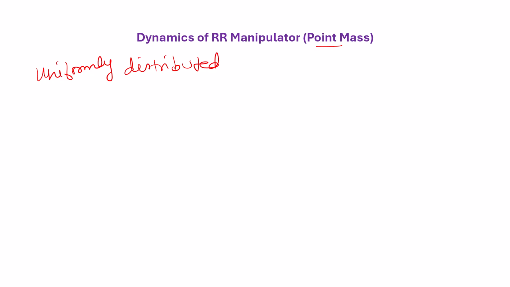Point mass is the mass that is concentrated at one point, and that's where the center of the mass lies. So in point mass, the entire mass of the body is concentrated on one single point, and that is where the center of the mass is also placed. Whereas in uniformly distributed mass, the mass will be evenly distributed over the entire body, and the center of the mass is in the middle of the body.